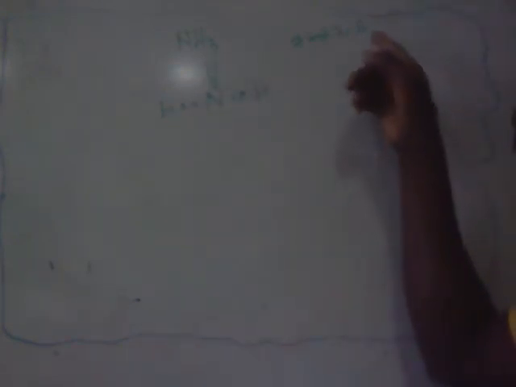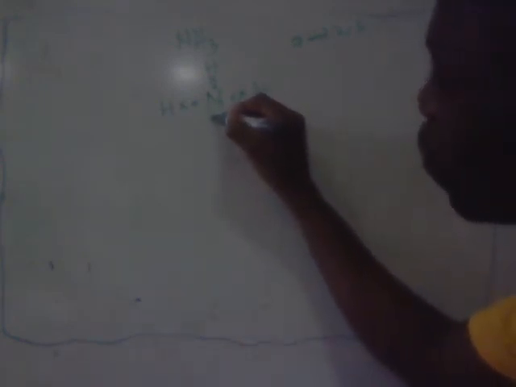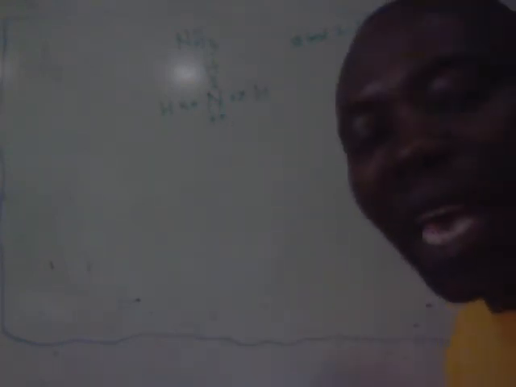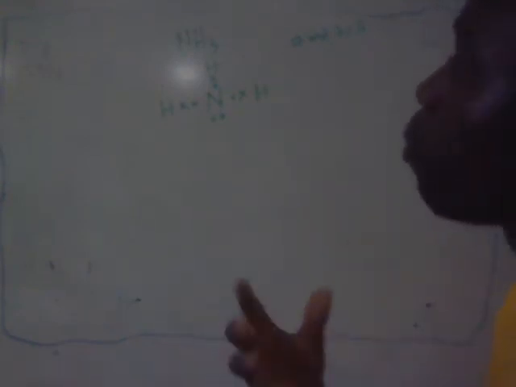But it has 5 electrons at the outermost shell. So nitrogen has 2 more electrons left. So those 2 more electrons that are left for nitrogen are what we call a lone pair of electrons. So that means nitrogen has 1 lone pair of electrons. If you ask how many lone pairs of electrons ammonia has, you have to say 1.